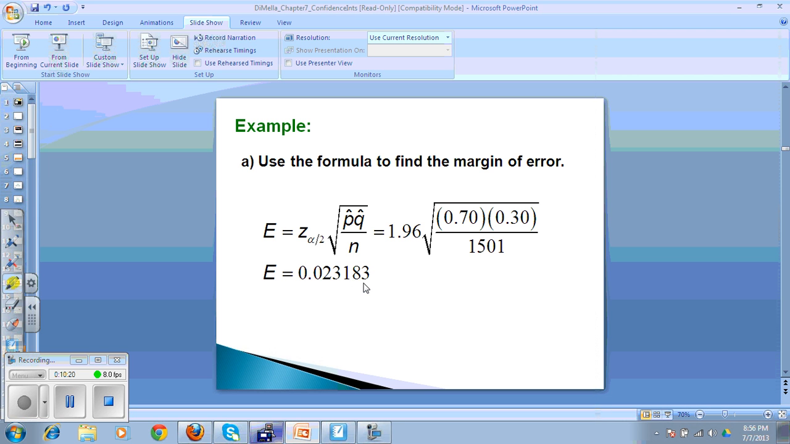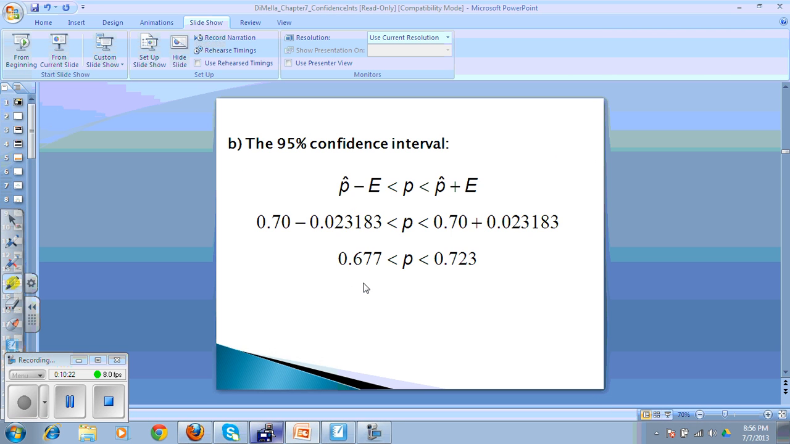So once I get that error range, I'm going to add it on to my p-hat to get my top end goalpost. I'm going to subtract it off of the p-hat and get my low end goalpost, and I get this range of 0.677 and 0.723. So what does this mean?